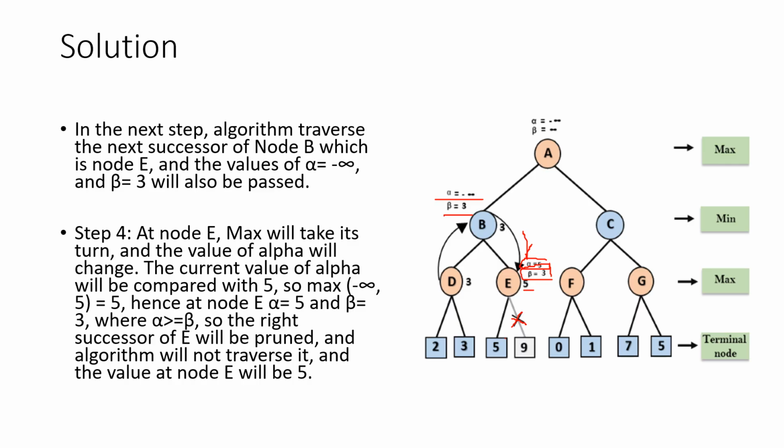So 5 will go upwards. Here 3 and 5 will be compared. This is the min node at B. Here it is 3, here it is 5. So the minimum value will be selected. So here the minimax value is 3.